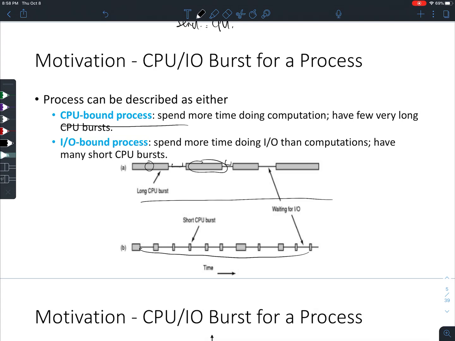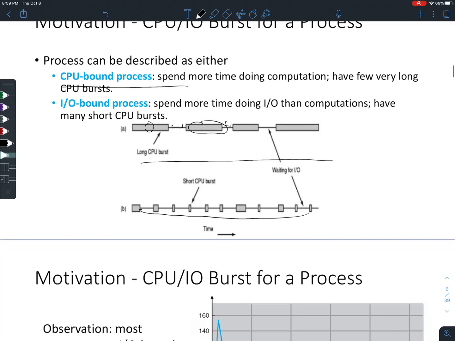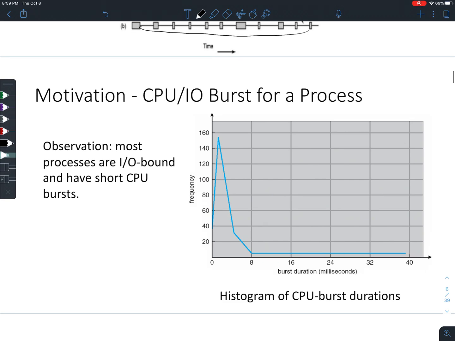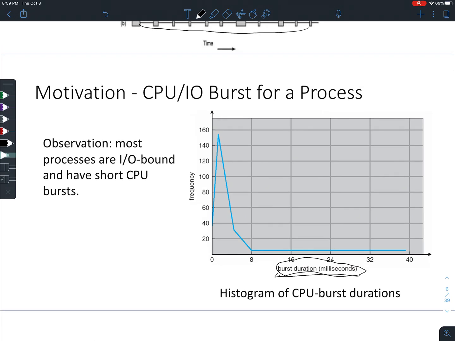Whereas the other processes, which have a short CPU burst but long I/O burst, we call the I/O bound processes. So here I'm just showing the distribution of the CPU burst durations, like how long the CPU burst is. This is the data from more than 10,000 processes. The x-axis is the burst duration, whereas the y-axis shows how many processes have this burst duration, or the frequency of this burst duration.